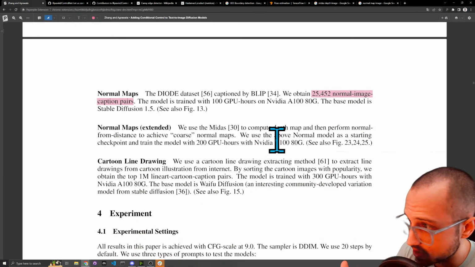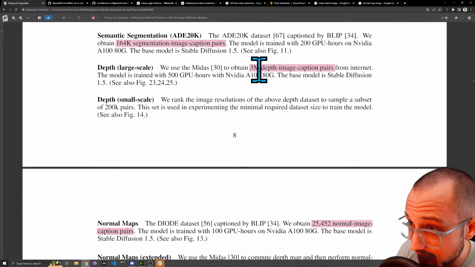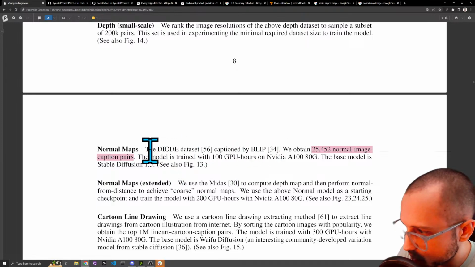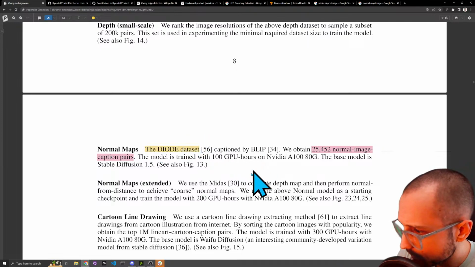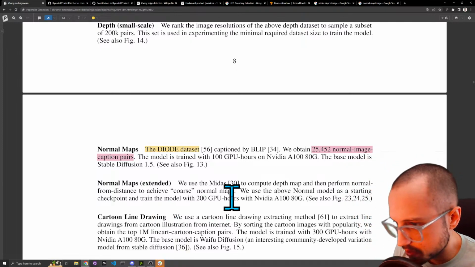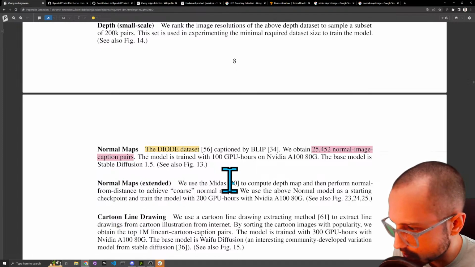In the same way that there's models that will give you the depth for a given image, there's also models that will give you the normal map for a given image. But here, I think they use an actual data set that has explicit normal maps. We use the -30 to compute the depth map and then perform normal from distance to achieve coarse normal maps. We use the above normal model as a starting point.